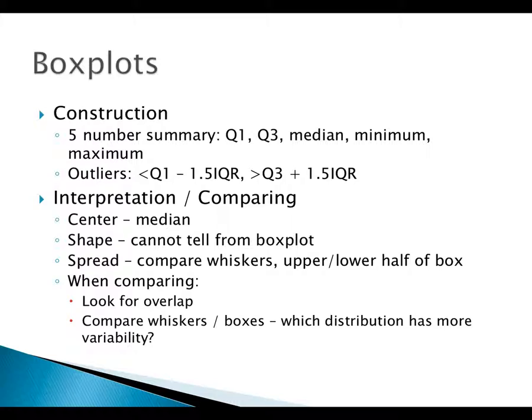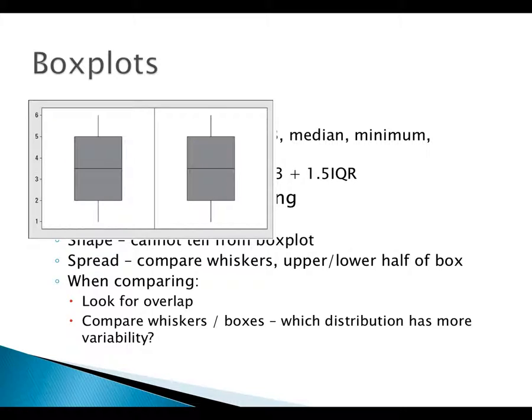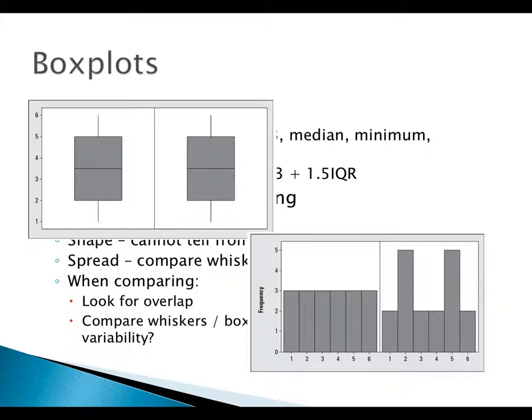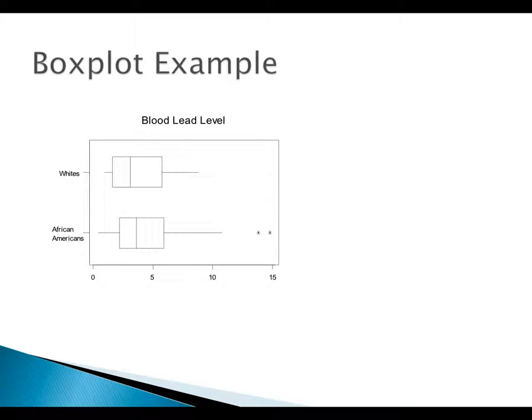You know what I mean by overlap? Okay. Do those look like the exact same box plot? Yeah, they are, right? Those are the histograms that go along with the 2 box plots. What am I trying to tell you? You can't tell the shape. Yeah, 2 very different shapes give you the same box plot.